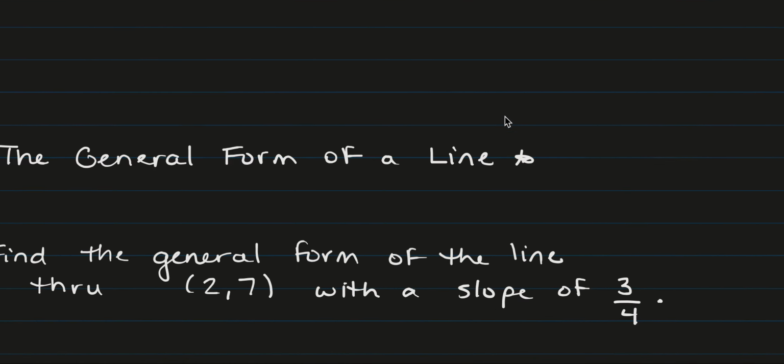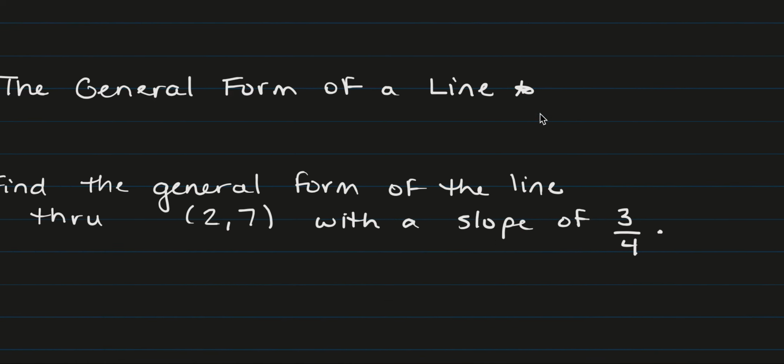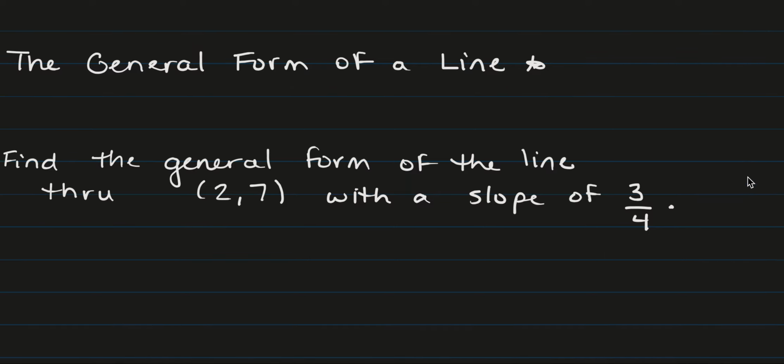We're going to talk about one more form of a line, and it's called the general form. Now the general form uses either point slope form or slope intercept form. It doesn't matter which one you start with, but what it's going to look like is a times x plus b times y is equal to c, where a and b are not both 0.